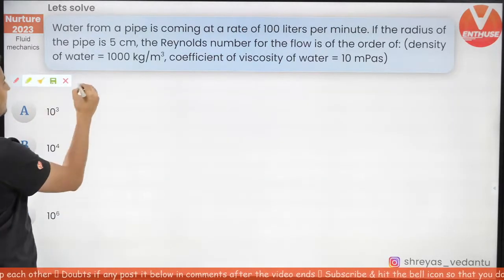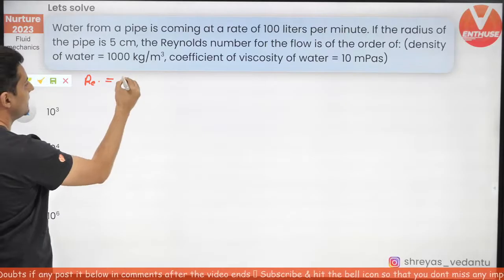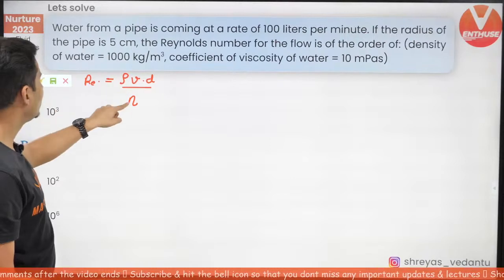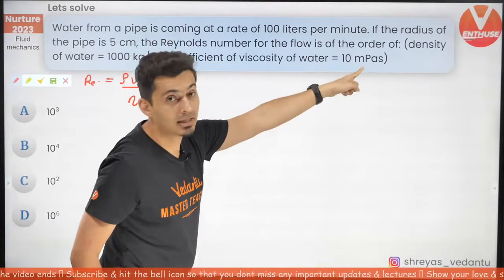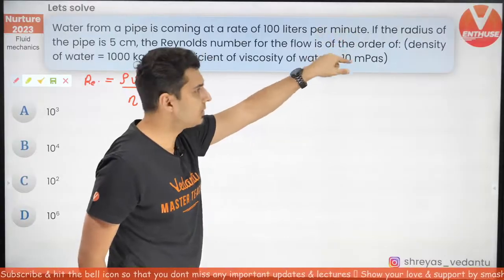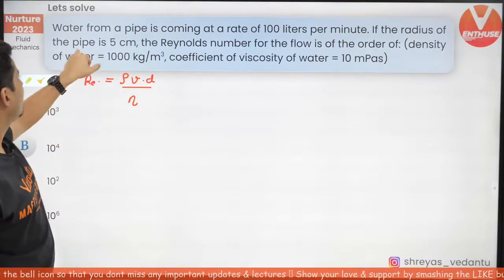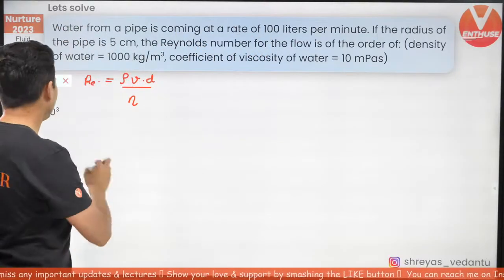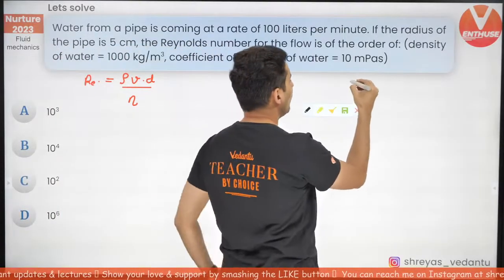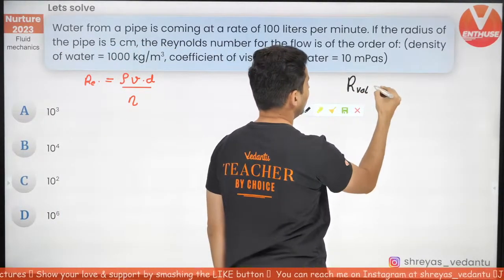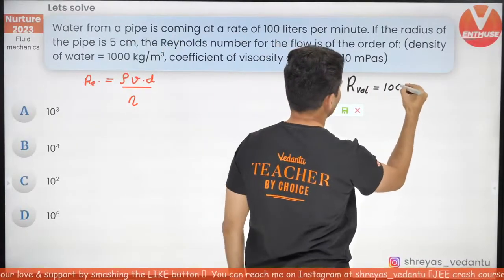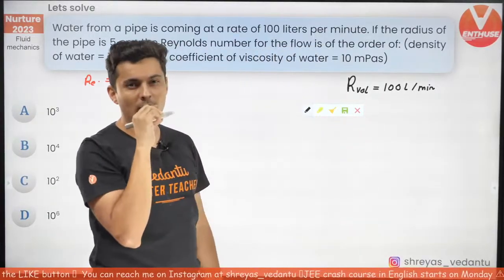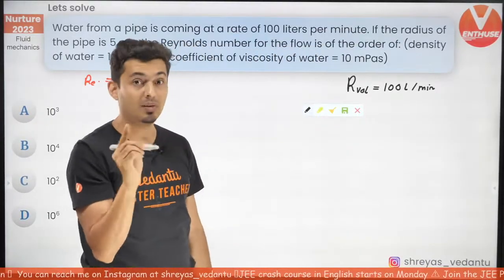So what is the formula for Reynolds number? Reynolds number is nothing but rho times velocity times d divided by eta. Rho is known. Eta, the coefficient of viscosity, is given in milli Pascal-seconds; Pascal-second is the SI unit, okay, I know it. Radius is known, so diameter is also known. Speed, I do not know, because the volume flow rate is given. In the question, the volume flow rate is given to be 100 liters per minute. Once you know the volume flow rate, first try to convert it into SI units, because I want to find the speed.